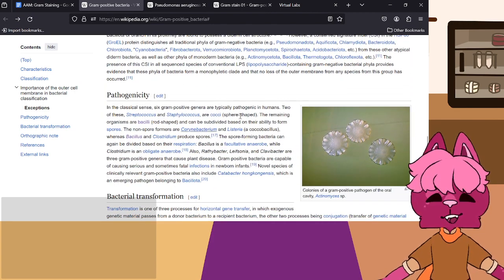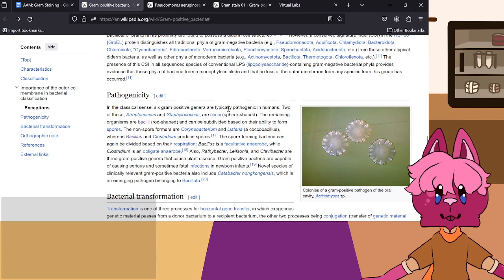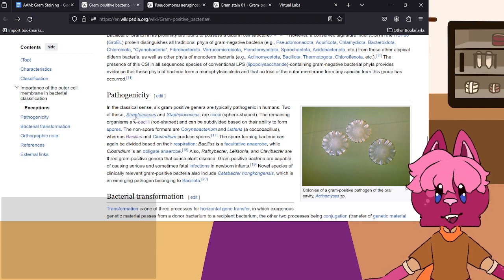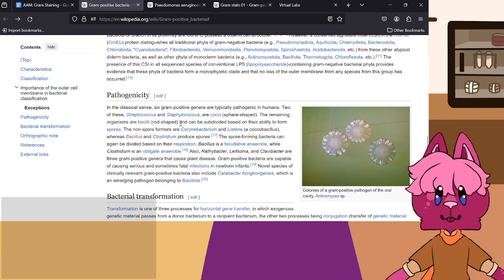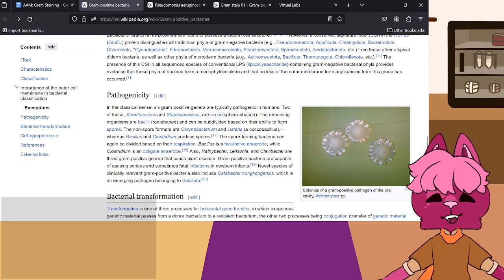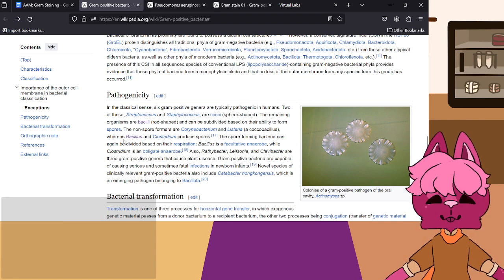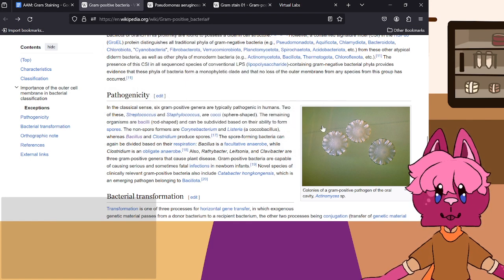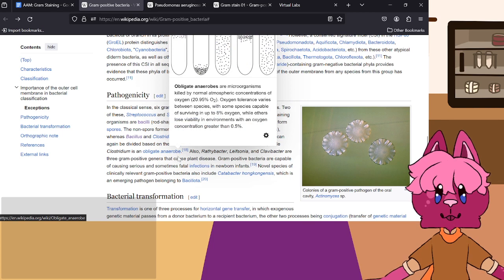And then here's some information about pathogenicity. In a classical sense, 6 gram-positive genera are typically pathogenic to humans. 2 of these, Streptococcus and Staphylococcus, are cocci. The remaining organisms are bacilli, and they can be subdivided on their ability to form spores. Non-spore formers, which are the Corynebacterium and Listeria, and then Bacillus and Clostridium, which produce spores. And then we divide it again based on their respiration. Facultative, obligate. Yeah.